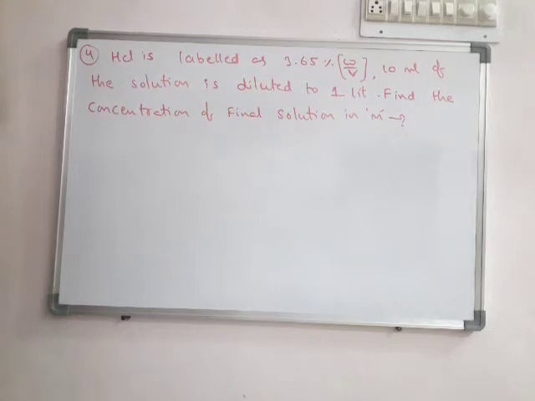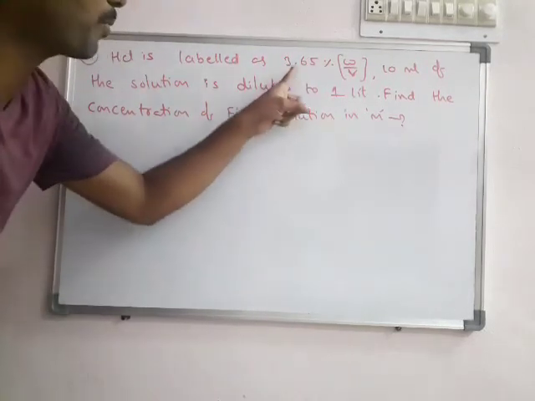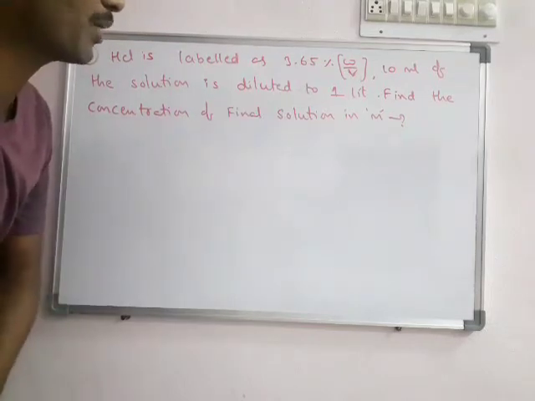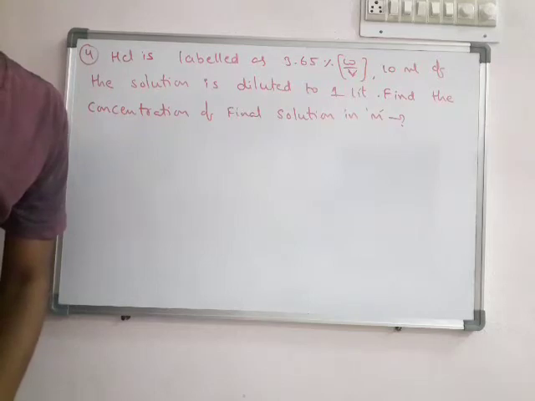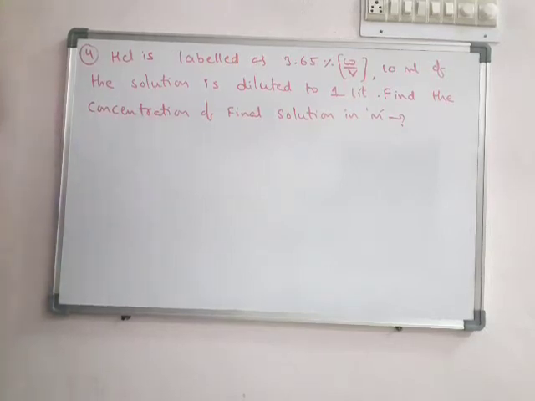Okay. So first, what is the initial solution? The initial solution is 3.65 percentage weight by volume. Actually here they need to give a weight by density, which is not given. 10 ml of this solution.